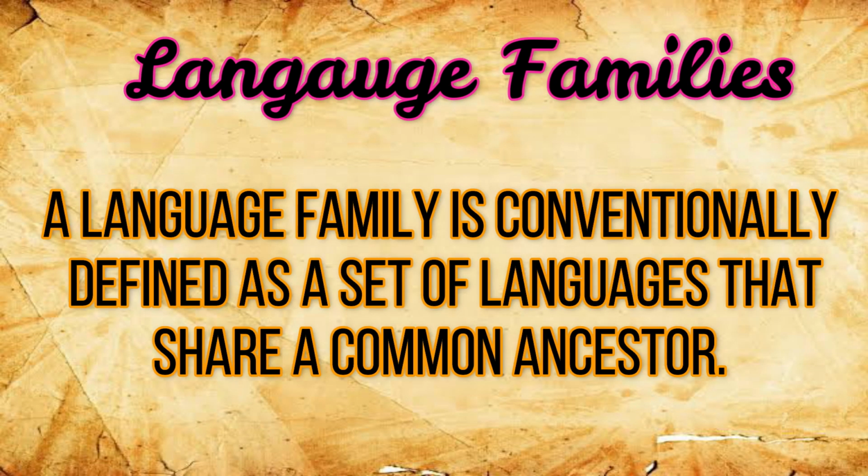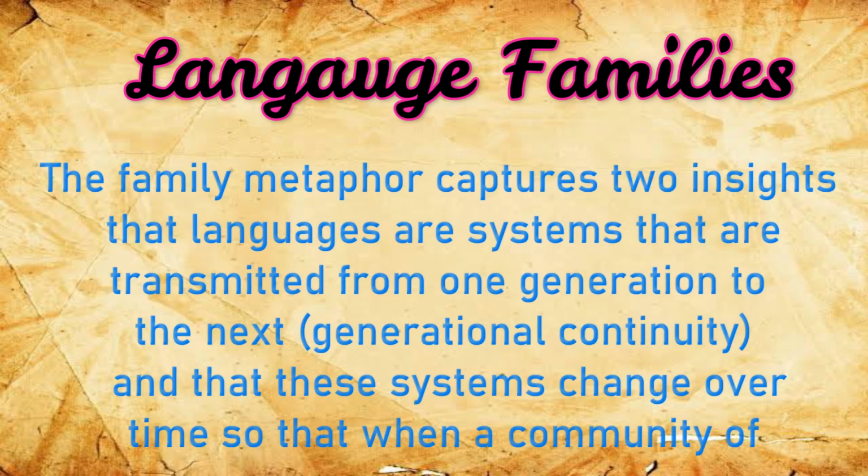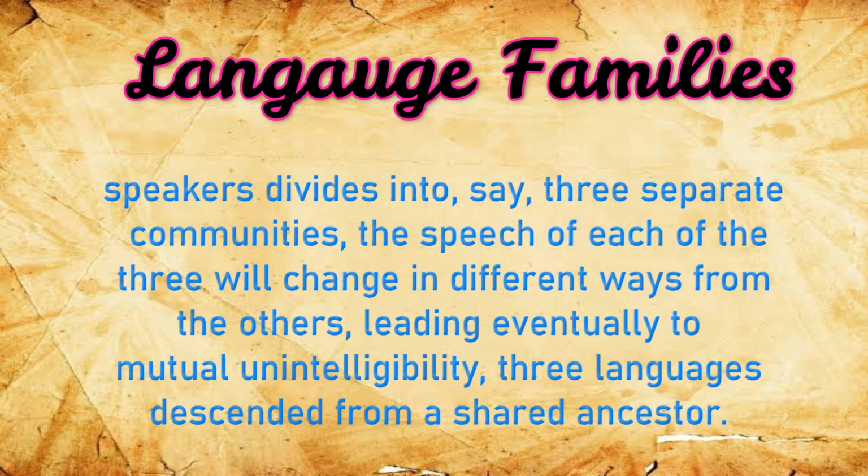A language family is conventionally defined as a set of languages that share a common ancestor. The family metaphor captures two insights: that languages are systems that are transmitted from one generation to the next, and that these systems change over time, so that when a community of speakers divides into, say, three separate communities, the speech of each of the three will change in different ways from the others, leading eventually to mutually unintelligible three languages descended from a shared ancestor.